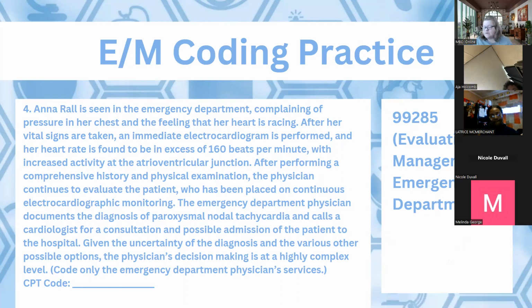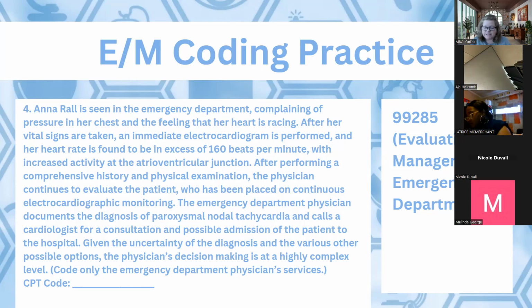In your CPT manual, on that same page with the office and other outpatient services, the other box there has initial observation care, subsequent initial hospital care, subsequent hospital care. None of those fit. So we're going to flip the page. All right, office or other consultations. No, not consultations. Nursing facility care. No. And then in the corner, you've got emergency department services, right?